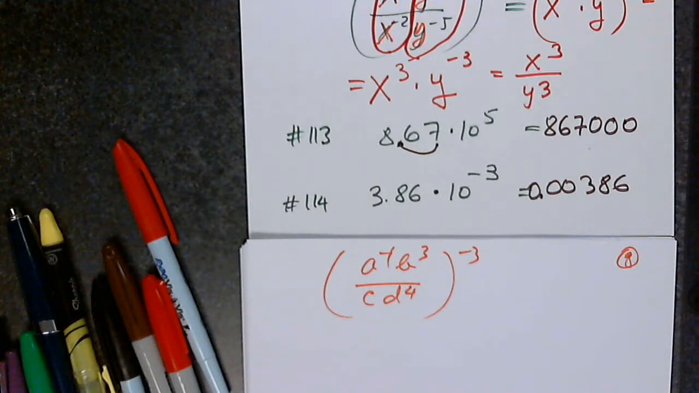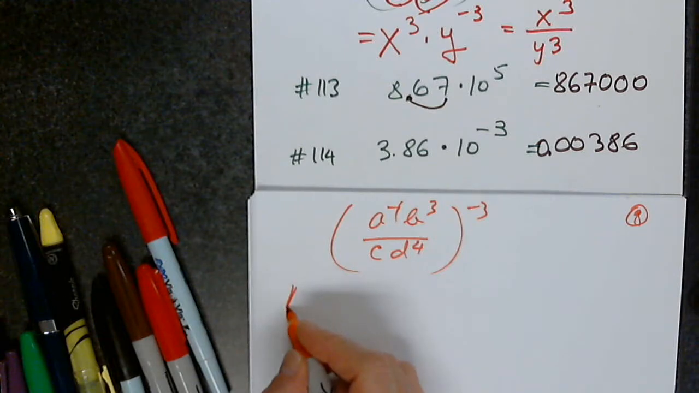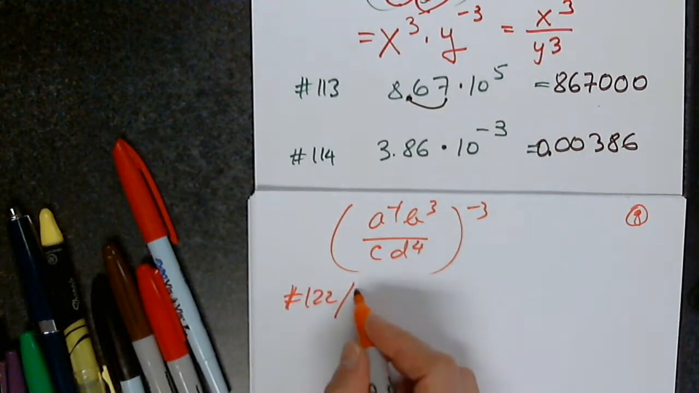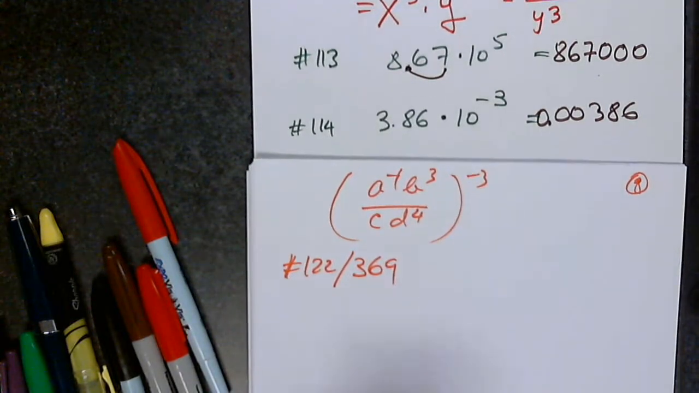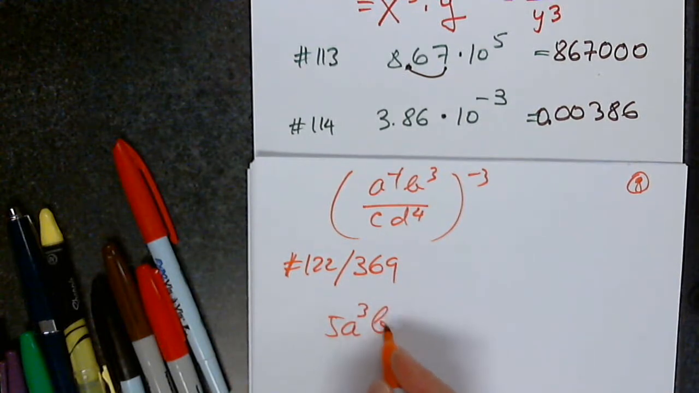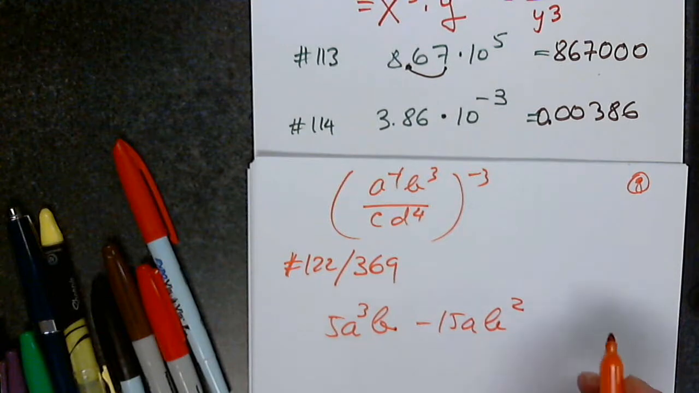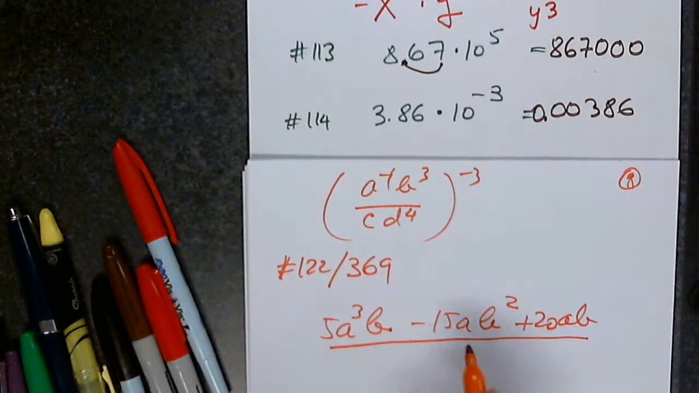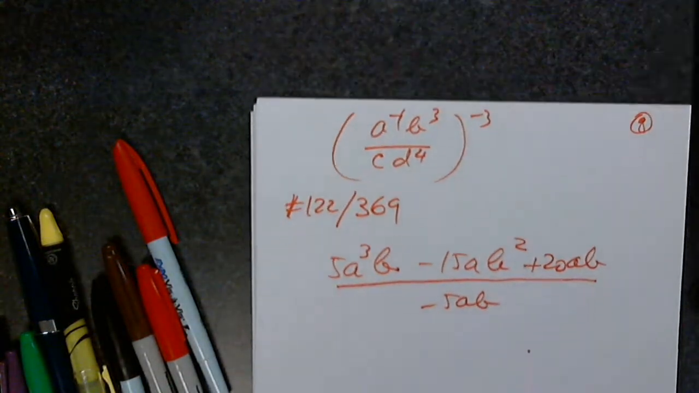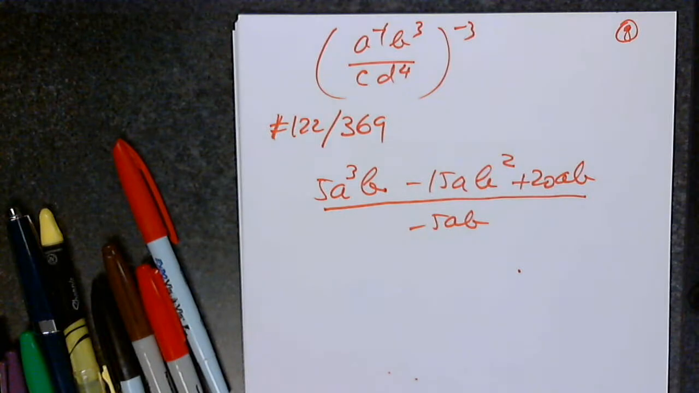Good. Let's look at some division. Let's say 122 on page 369. 5a to the third b minus. I think we did that too. Yeah, I recognize it now after I copy it. Everything divided by negative 5ab. This is a division of polynomials.